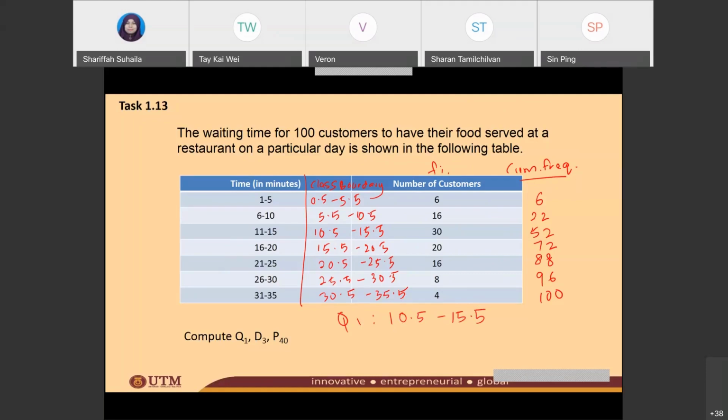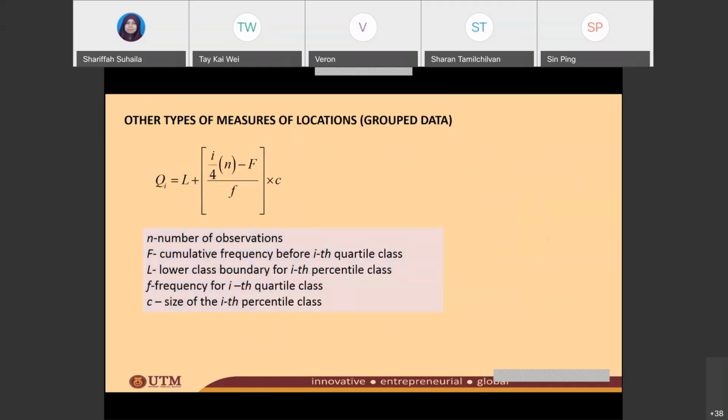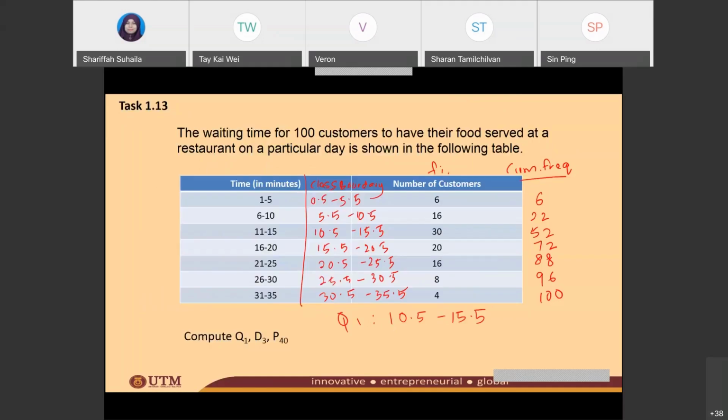Okay, so now we refer back to the formula here. So you have L plus I over 4 times N minus capital F over F times C. So your L is the lower class boundary. So that means 10.5. I write directly 10.5 plus I over 4 times N, which is 25.